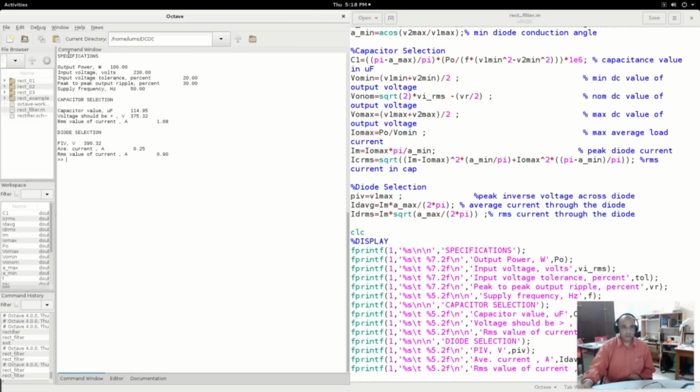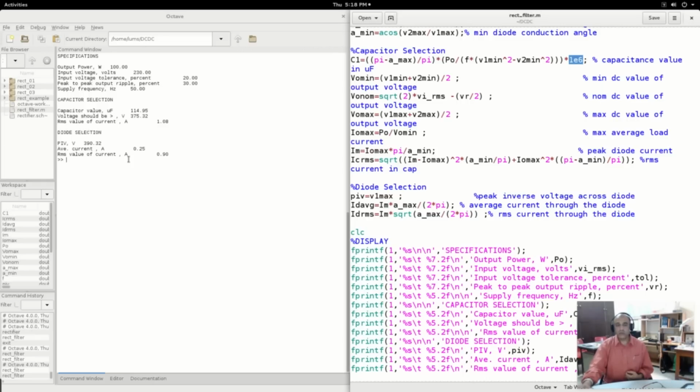So yeah, the specifications, this is the output power, all those things, and capacitor selection values, 114.95 microfarads, so on and so forth. The diode selection and things like that. I have multiplied here by 1e6 so that I can express it in microfarads rather than having a very long floating point number here.